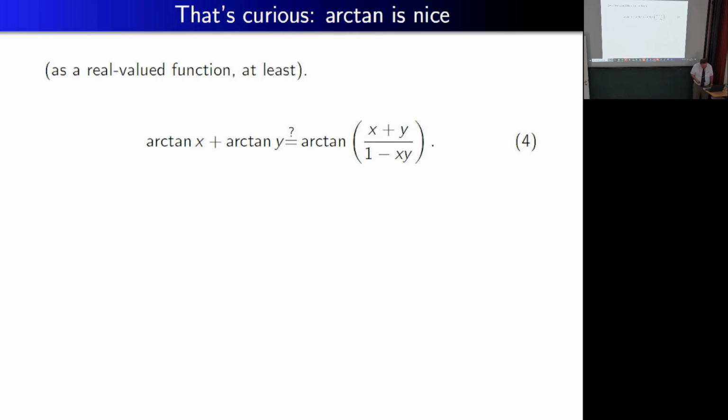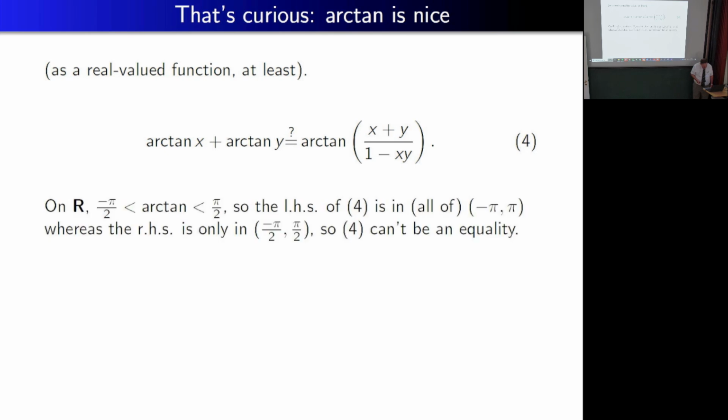That was question 4. And on the real line, one way of thinking about why it can't be true is this. On R, arctan lies between minus pi by 2 and pi by 2. There's an angle. And so the left-hand side of this can be, because x and y are independent, anywhere between minus pi and pi. So again, the two can't be equal. There must be a snag somewhere.